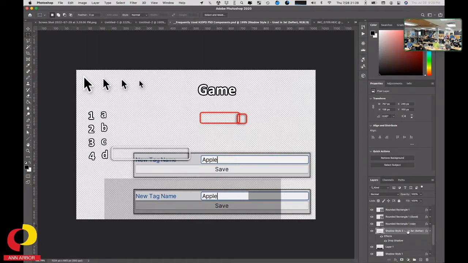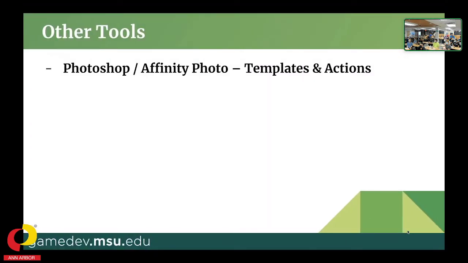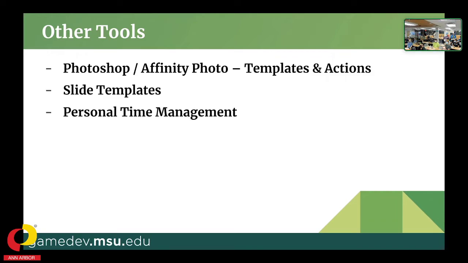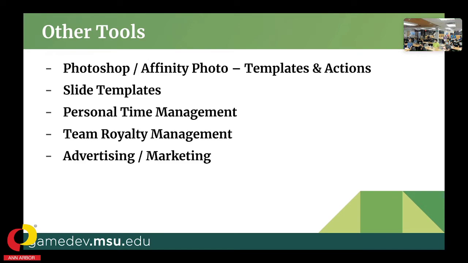But it doesn't just have to be code. I throw Affinity Photo up there because it's like 99% of Photoshop for like $40, once, ever. Slide templates: this is why it says GameDev to MSU, because I made these slide templates that I'm using. Personal time management, just finding ways to manage your time. Austin and I were talking about royalty management for your team: how do you manage who gets what and what's fair, or if you're into making money, what's not fair.